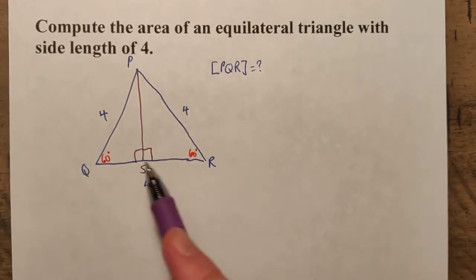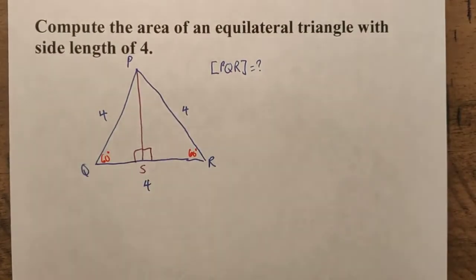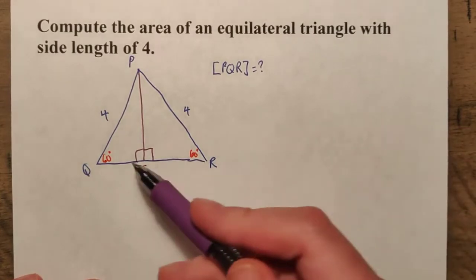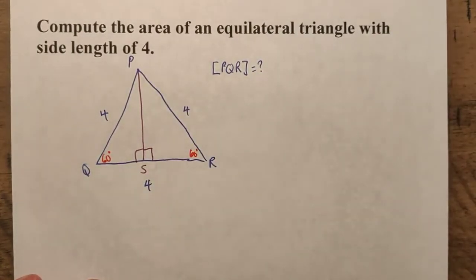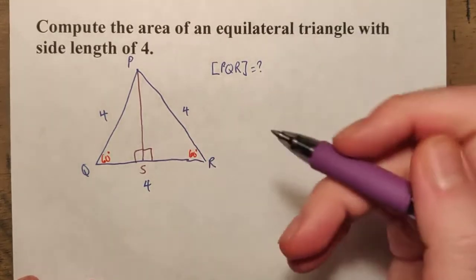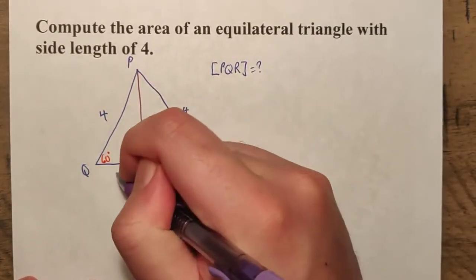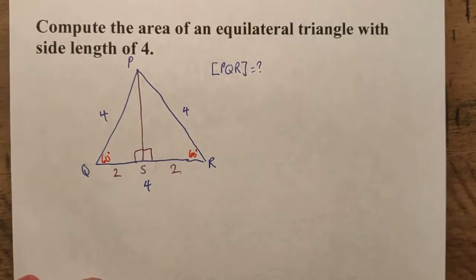Now, one thing to note here is that you can very easily show, using whatever method you want, in this case angle, angle, side, two 60s, two right angles, and this side PS that's in common to both, that these two triangles are congruent, which means that QS and SR are the same, so that 4 is split into 2 halves, so it's 2 and 2 here.